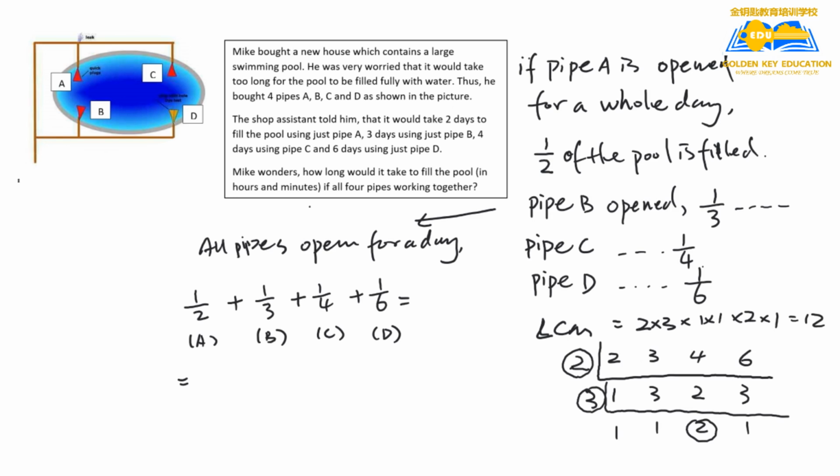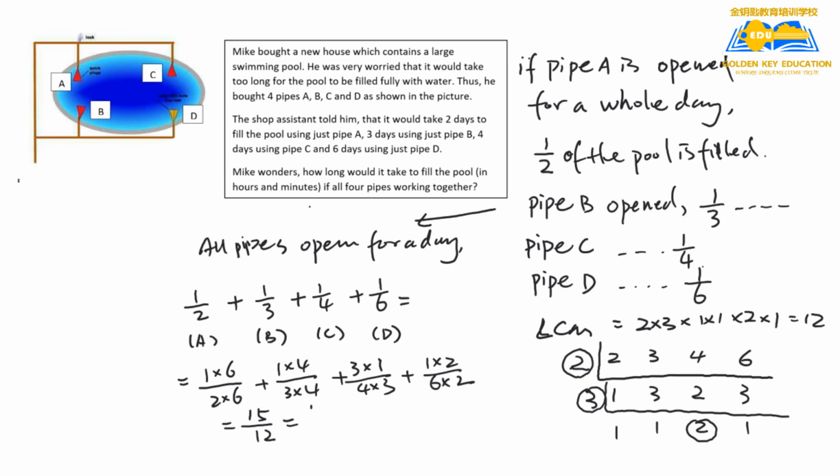So in that case, you need to change this by doing 1 times 6 over 2 times 6, plus 1 times 4 over 3 times 4, plus 1 times 3 over 4 times 3, plus 1 times 2 over 6 times 2, which gives you 6, 4, 3, and 2 over 12, totaling 15. So you get 15 over 12, but you realize that 3 goes into both 15 and 12, so it's 5/4 of the pool that is filled.